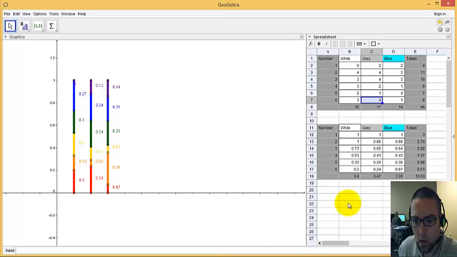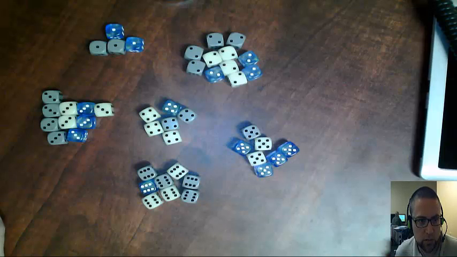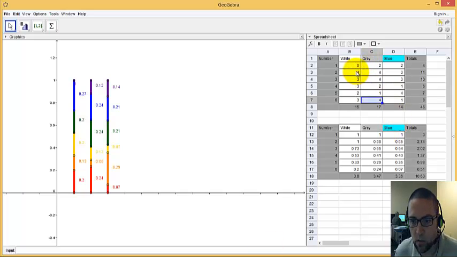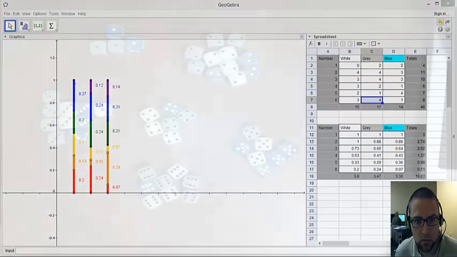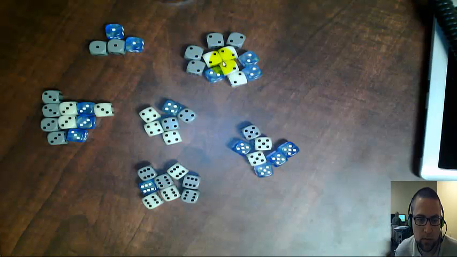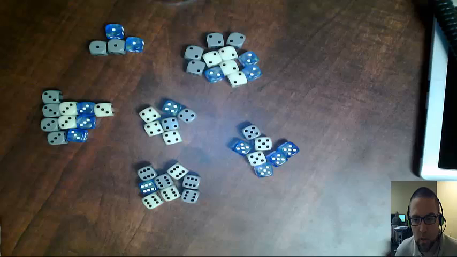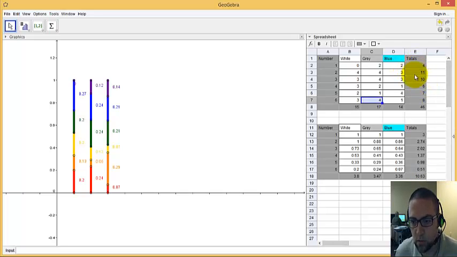Okay. So now that I have my data entered, what I do is I total each row. So there was a total of 4 dice that got 1s. Is that right? 4 dice with 1s. That's right. Total of 11 dice with 2s. 4, 5, 6, 7, 8, 9, 10, 11. Yep. So it goes down and I total each one. So it looks like we got the most of 2s.